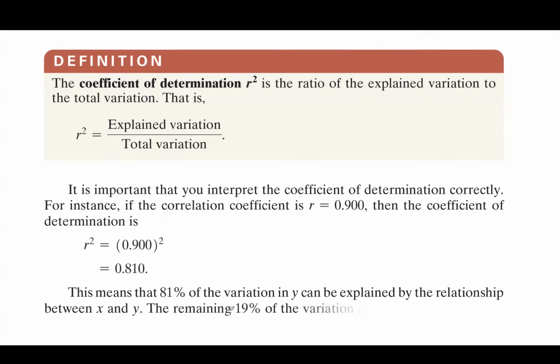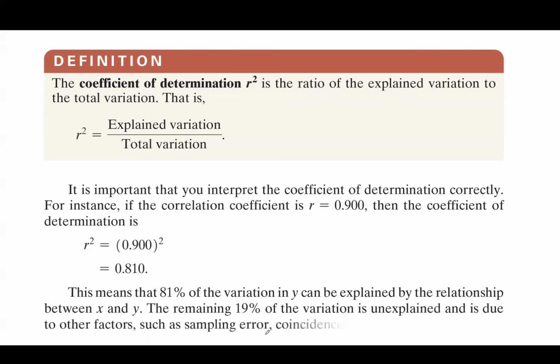The remaining 19% of variation is unexplained, and it's due to other factors. Like what? Like sampling error, coincidence, or lurking variables. So only 81% of variation in y can be explained by the relationship between x and y, and the remaining 19% of variation is unexplained due to, for example, lurking variables, other variables that we haven't discussed, coincidence, or sampling error.